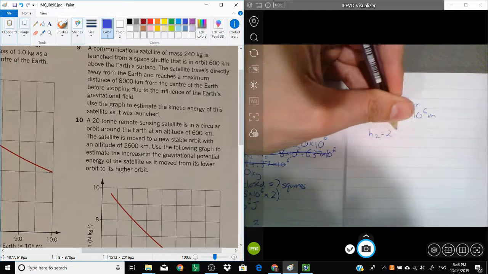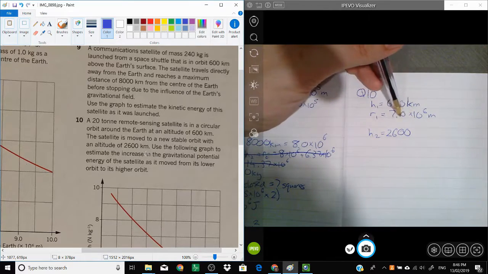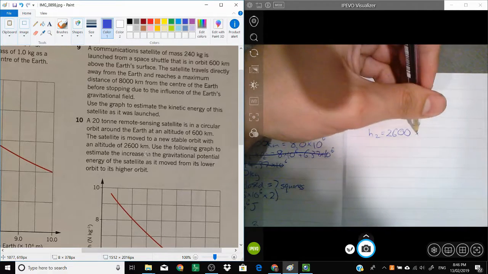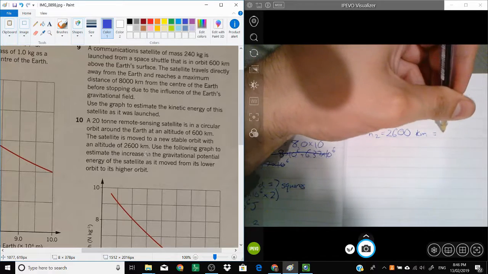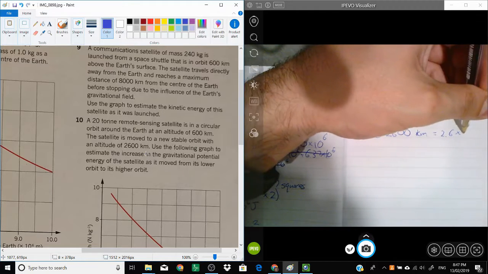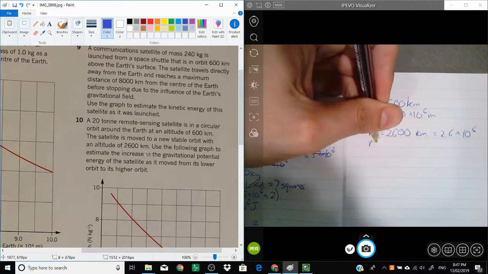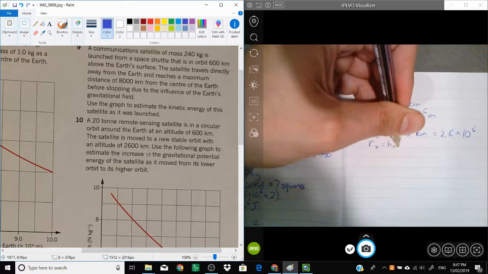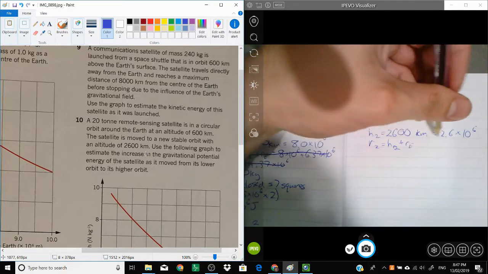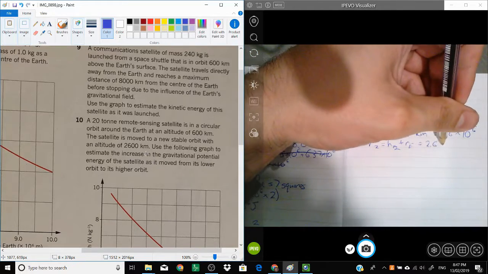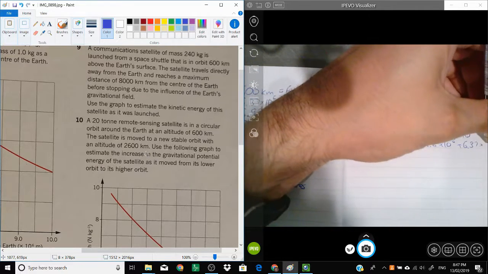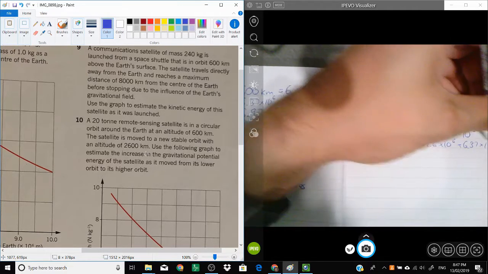H2 equals 2,600. Really, it's just adding on. Look, I'll do it anyway. Okay, that's equivalent to 1.6 times, so we've got 1, 2, 3 commas. So that's 10 to the 6. Radius 2 equals height 2 plus the radius of the Earth. Add those on. 2.6 times 10 to the 6 plus 6.37 times 10 to the 6.